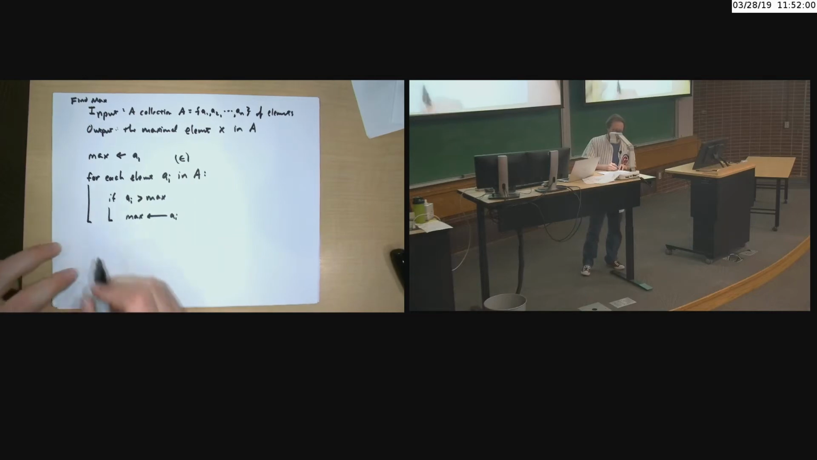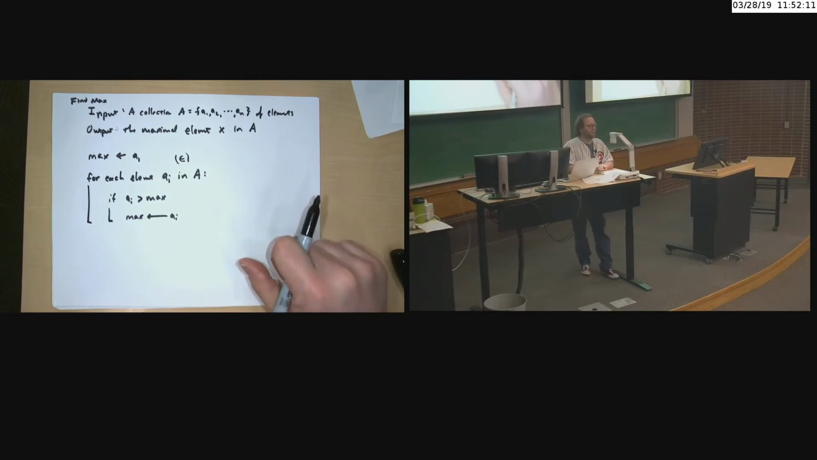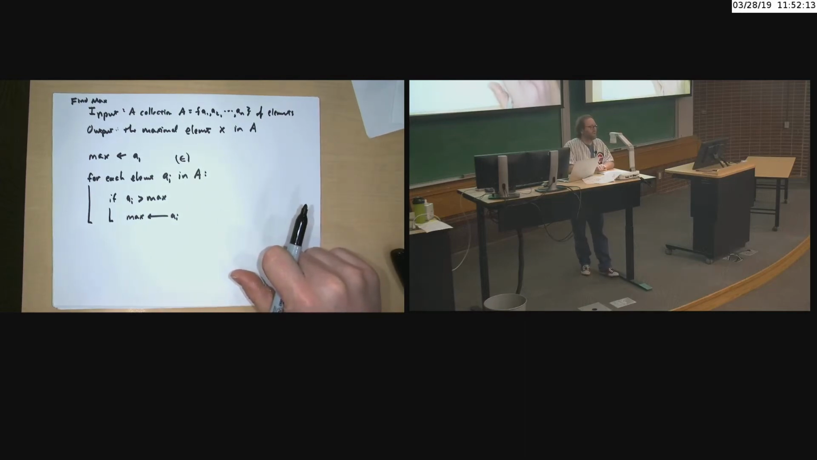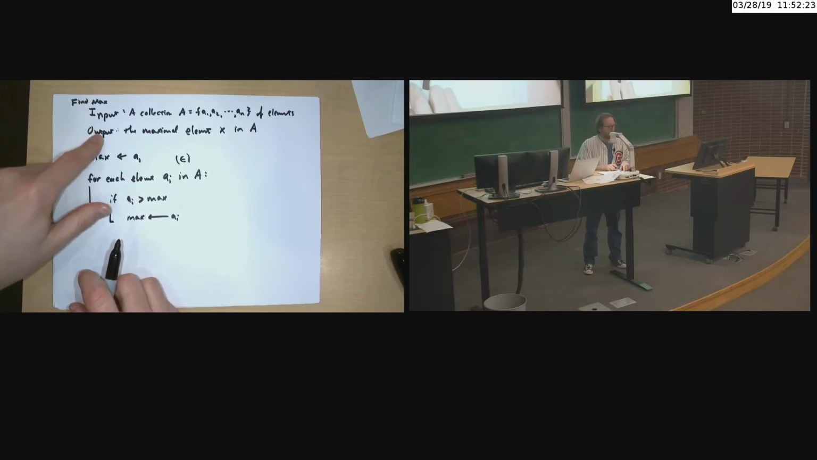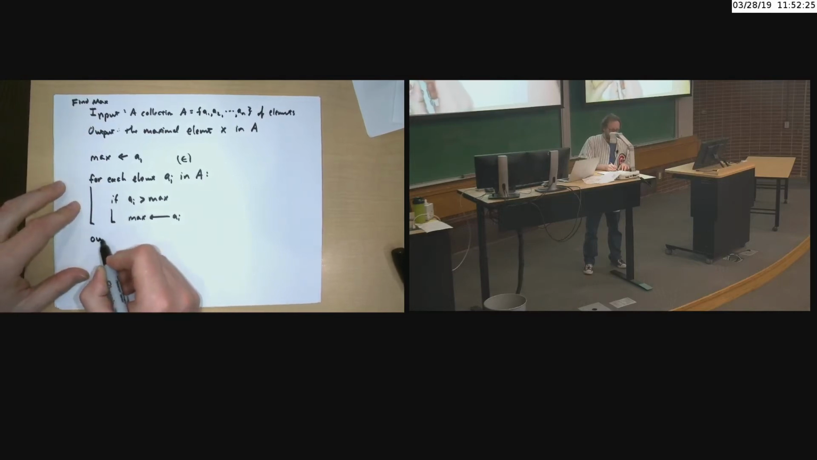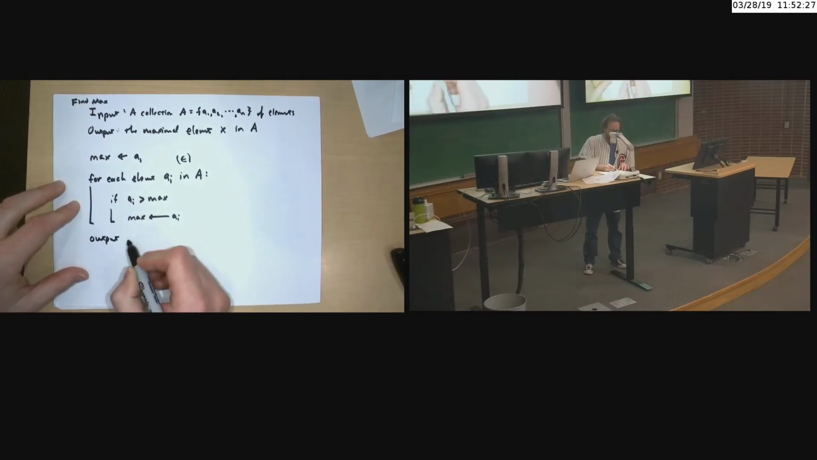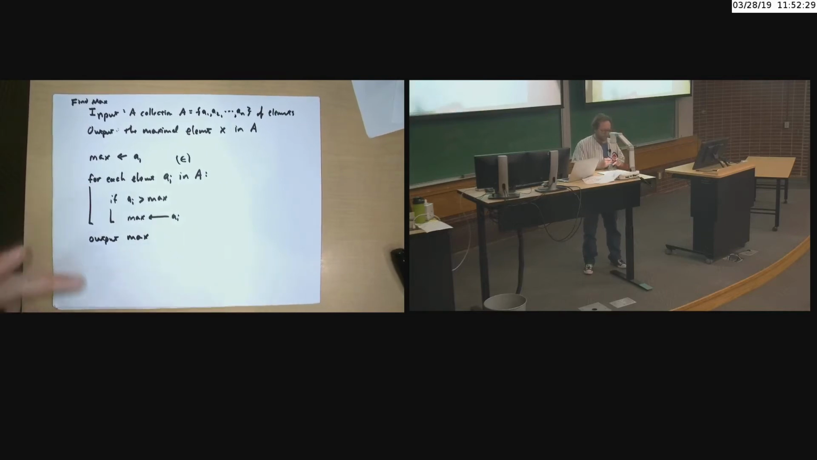Right? And then, as a final step here, we've found our max after this for loop. What should we do? Should we return max? Return. Does that sound right? Return is a keyword in Java, C, et cetera, right? We're giving you input. We're giving you output. So I'm simply going to output it. Output max.